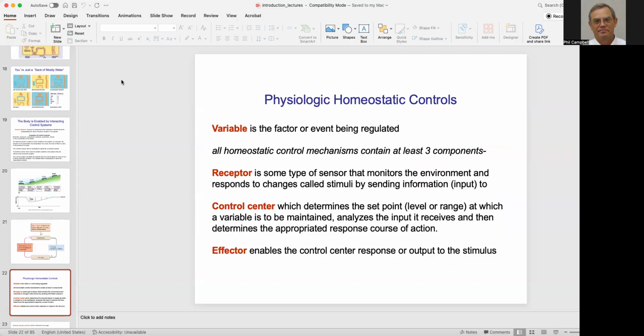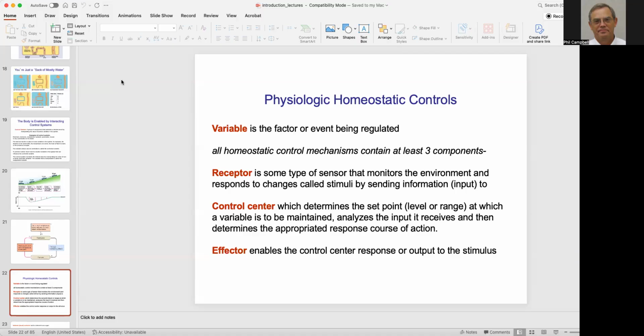Now, let's translate that into physiological terms. In a physiological control system, what we talk about is the variable. This can be everything from glucose levels in the blood, respiratory rate, blood pressure, doesn't matter. That's the variable which is being maintained in this state of homeostasis, dynamic equilibrium. Now, the first critical component to a control system is some way of measuring that variable. If we can't measure it, we can't control it.